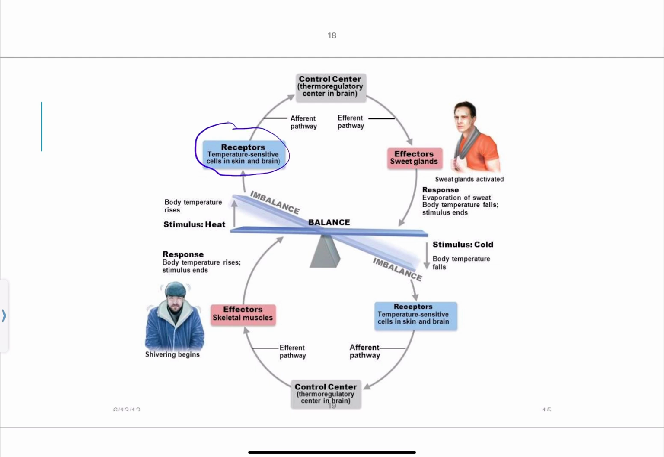These would be receptors that are sensitive to different temperatures in our skin. We also have them in our brain. So we'll perceive that temperature change in our sensors, send the information along our afferent pathway to our control center, which in this case is in our brain, specifically our hypothalamus. Our hypothalamus will process it, send the information out along the efferent pathway.